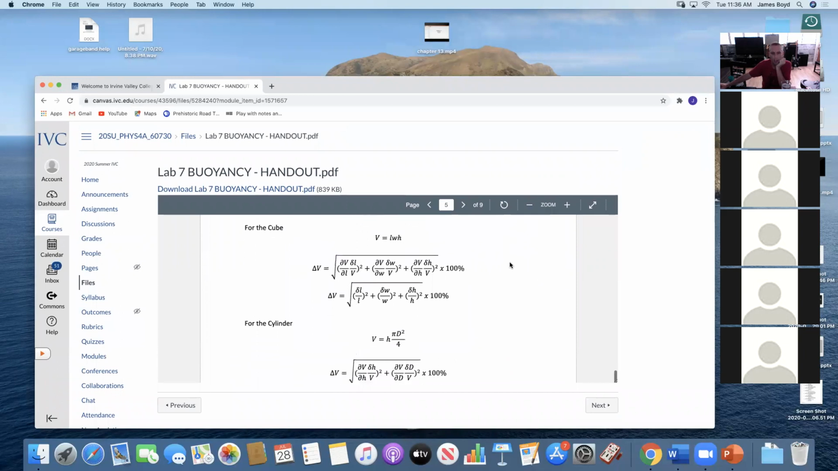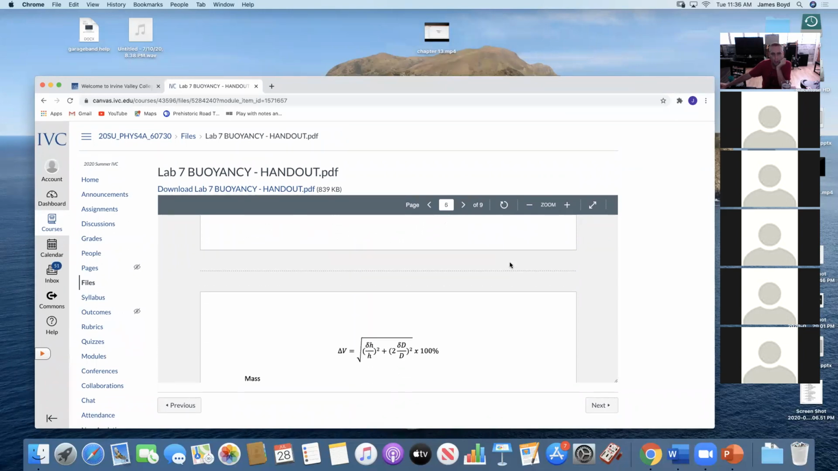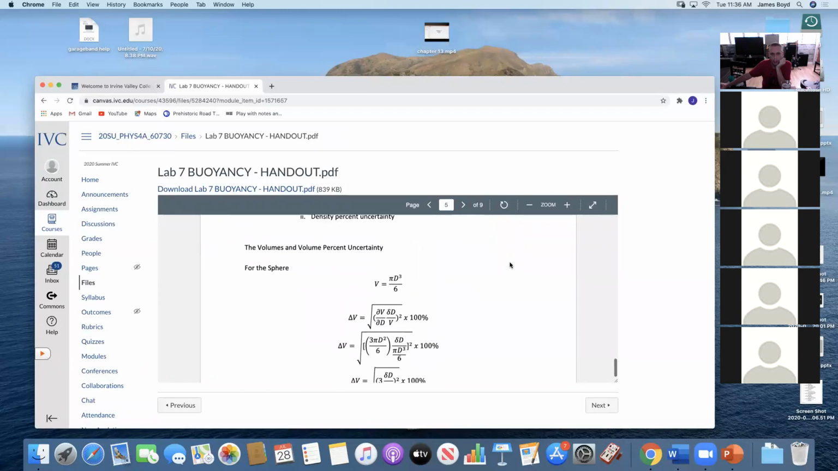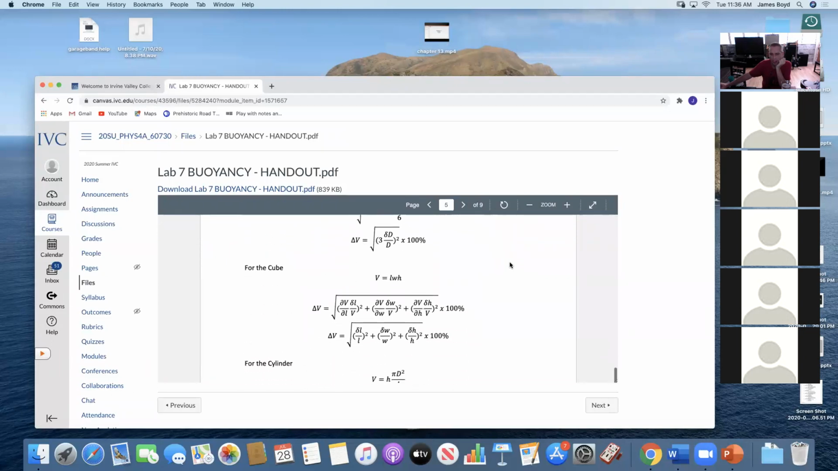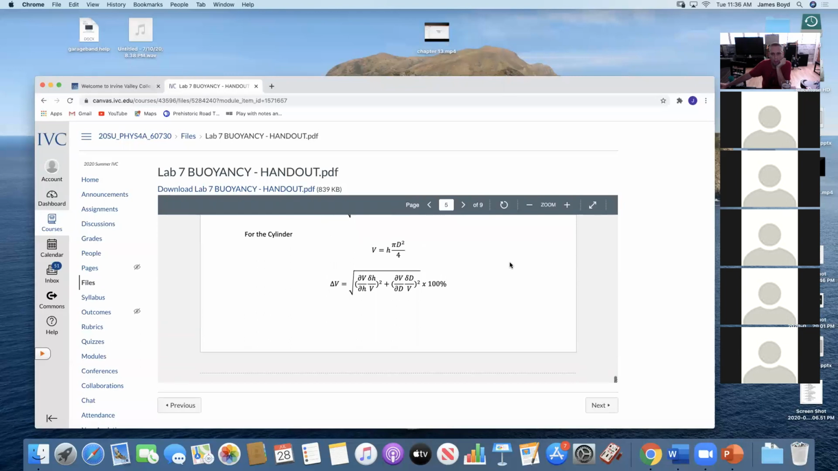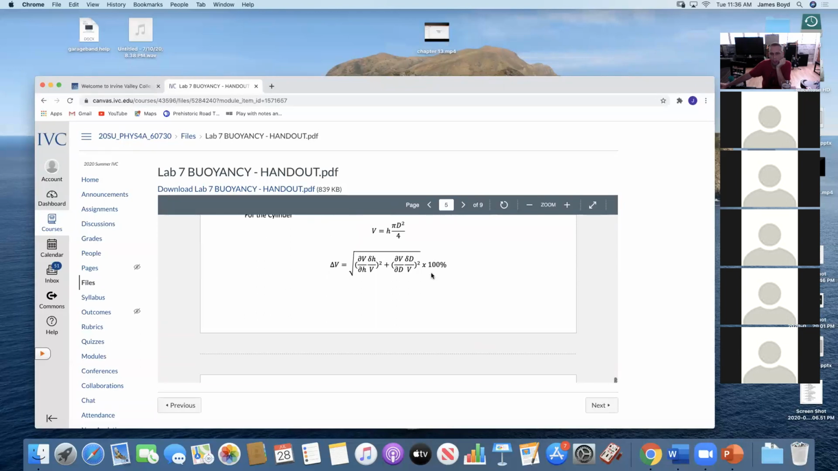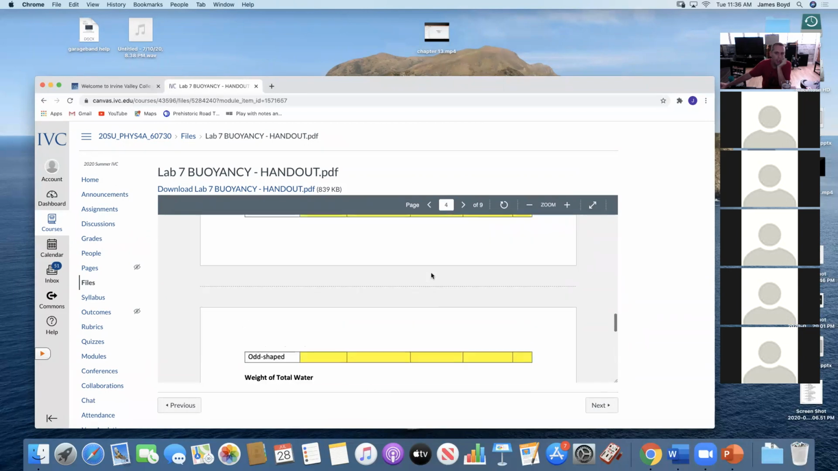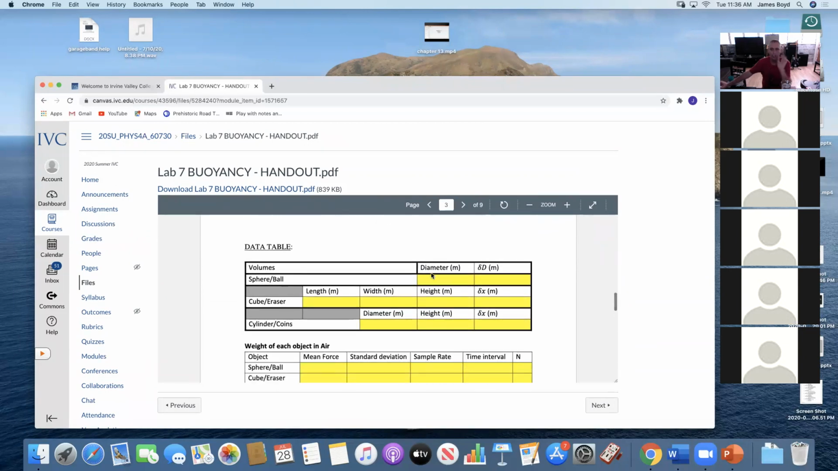Okay, and we have for the cube, we have for the cylinder. You don't have to show all of these. You only have to show for the sphere or the cube, or I think it's just the cube. But they're all there so that you can compute them for your data table. Okay, and that's all well and good. I think you guys get that.